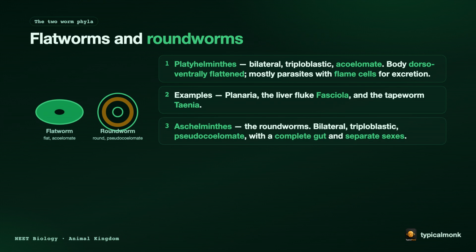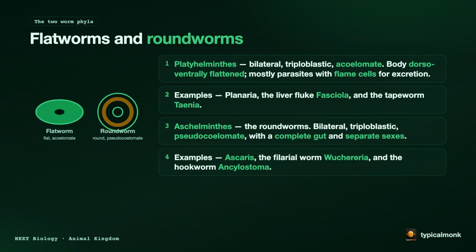Aschelminthes, the roundworms. They are bilateral, triploblastic, and pseudocoelomate, with a complete gut and separate sexes. Examples are Ascaris, the filarial worm Wuchereria, and the hookworm Ancylostoma.